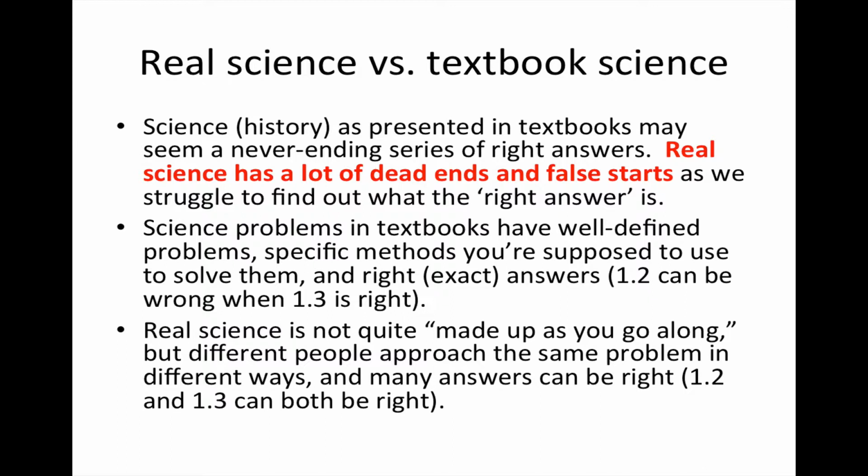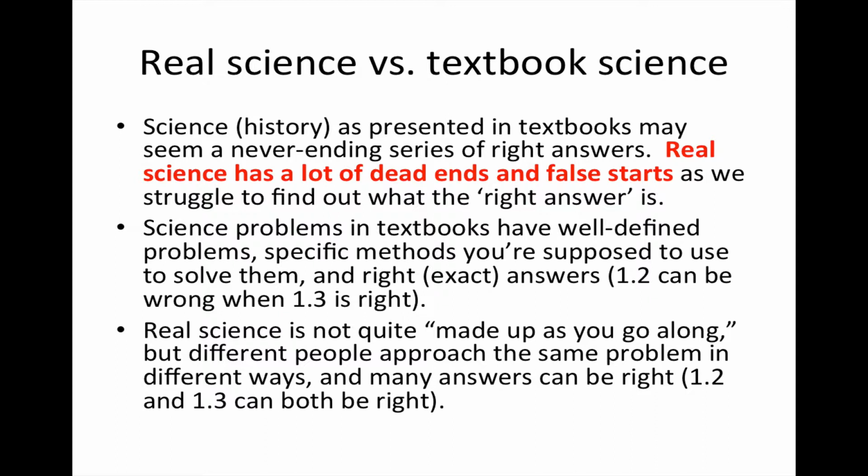So science problems as presented in textbooks or on quizzes have really well-defined problems. They have very specific methods you're supposed to use to solve them and very specific right answers. So you can get an answer of 1.2 and be wrong when 1.3 is right. But real science is very different. Real science is not exactly made up as you go along, but it may seem that way when you're starting out. And in reality, different people approach the same problem in different ways. And many answers can be right. You can have both 1.2 and 1.3 both be right, depending on the size of your error bars.